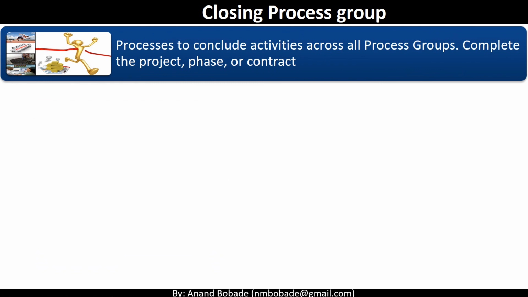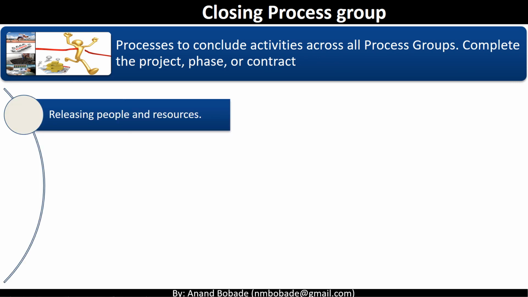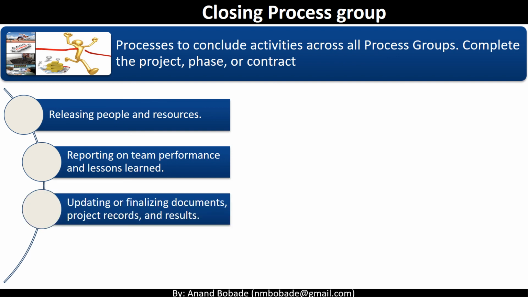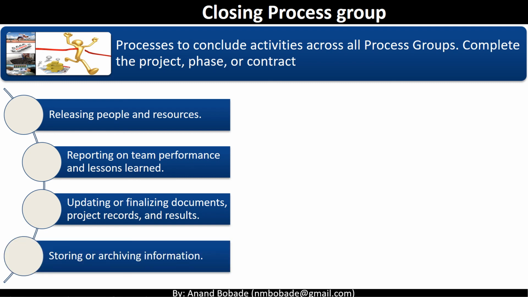Closing process group. It consists of processes to conclude activities across all process groups and complete the project or phase or a contract. So activities include releasing people and resources, reporting on the team's performance and documenting lessons learned, updating or finalizing documents, project records and results, finally storing or archiving all the project related information.